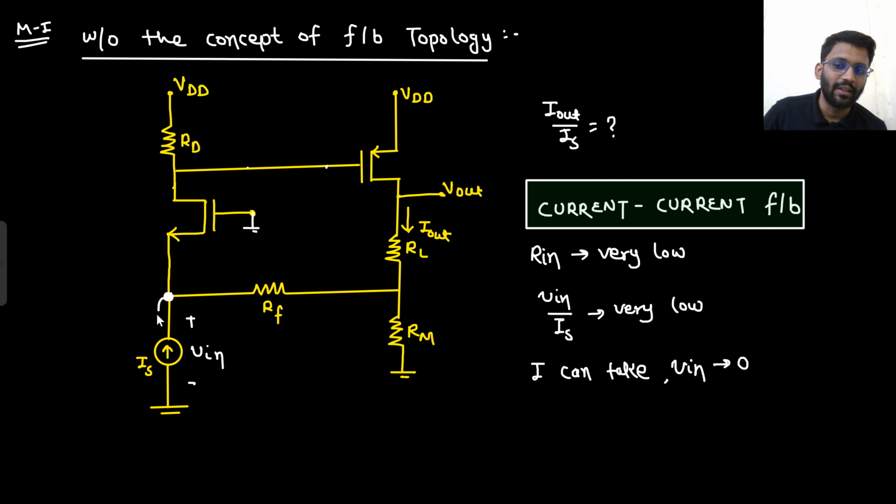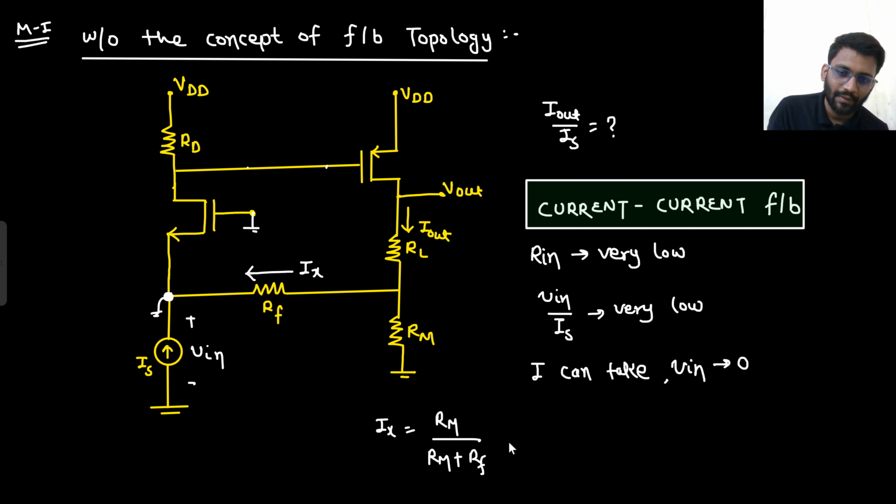So this node will be nearly equal to 0. If this node is nearly equal to 0, what can you write? What would this current be? This current would be Rm upon Rm plus Rf into I out, right? So I am calling this current Ix. So Ix current would be Rm upon Rm plus Rf into I out.